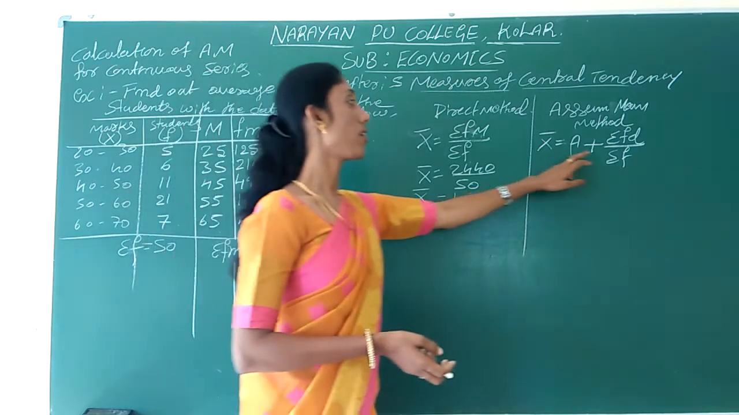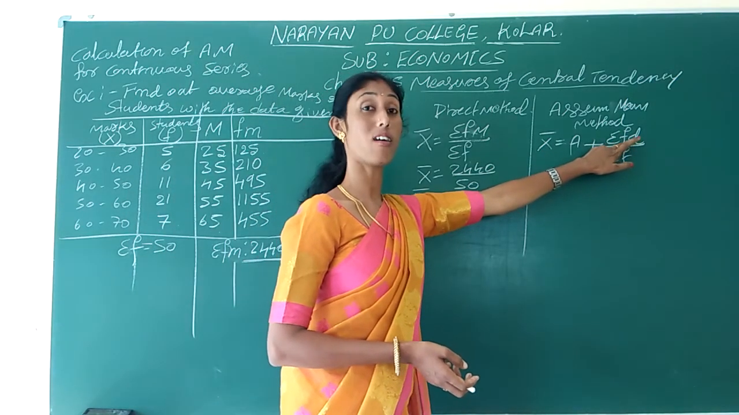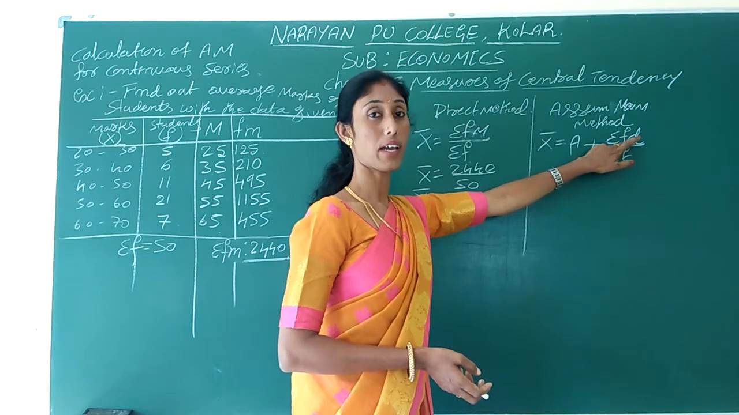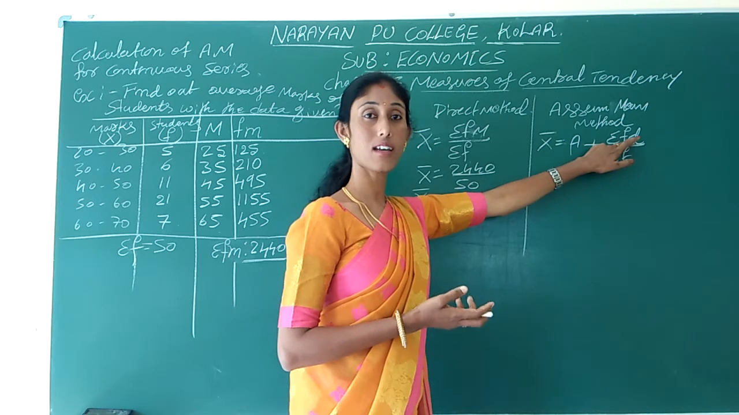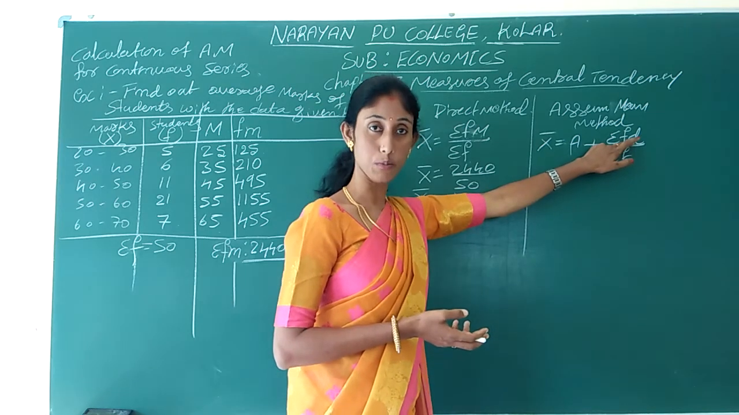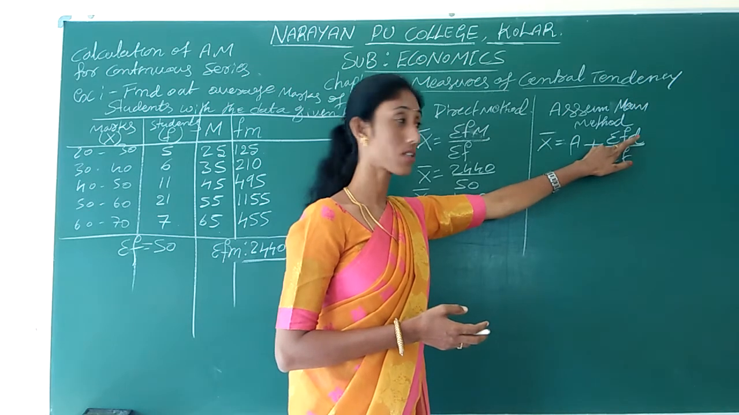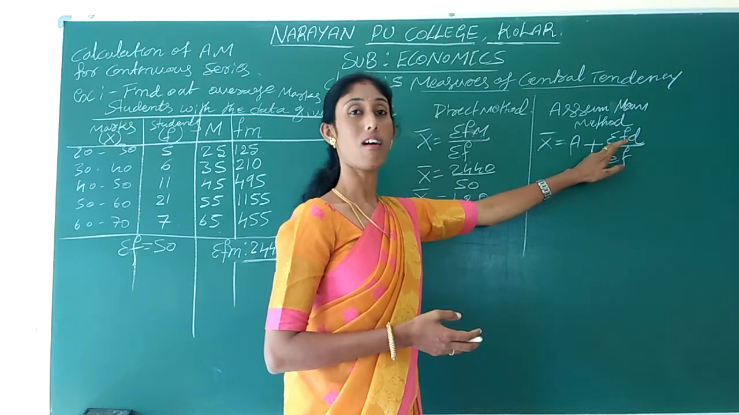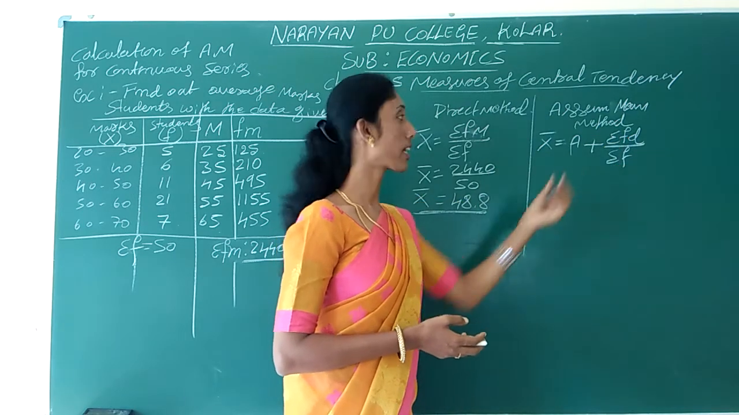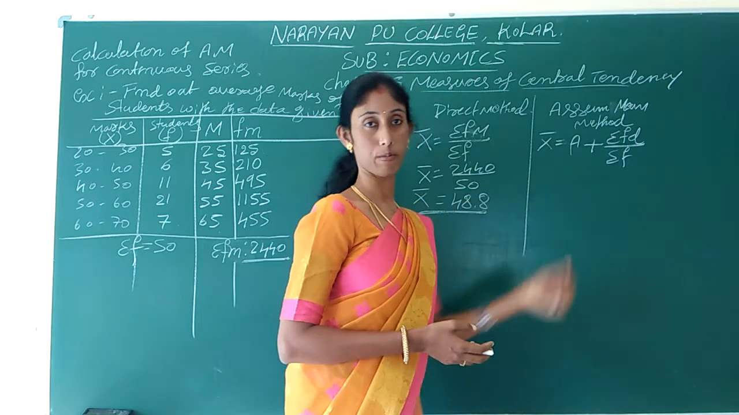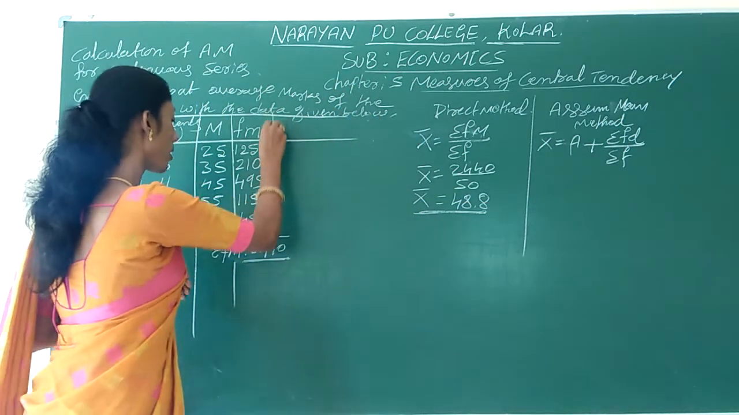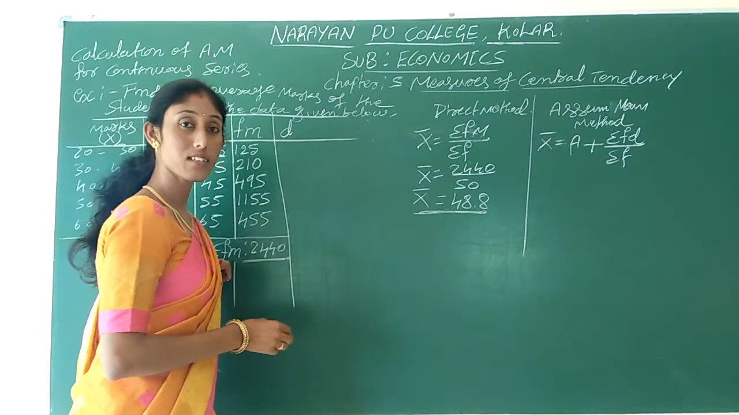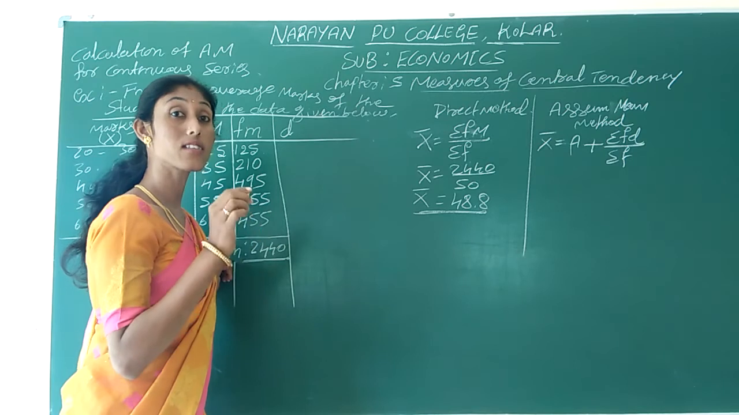Now, here we have to find d, the deviation. How do we get the deviation? By subtracting the assumed mean from the observations. After finding the deviation, we need to multiply with the frequencies. After multiplying, adding up all the f into d values, we will get sigma fd. Now we will find the deviations. Deviation is nothing but observations minus assumed mean.